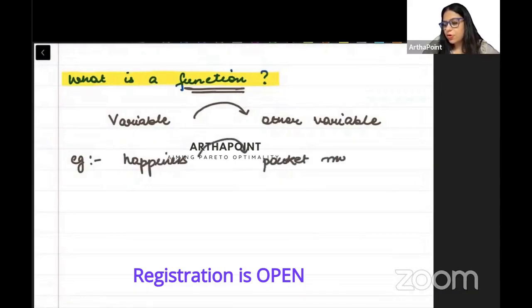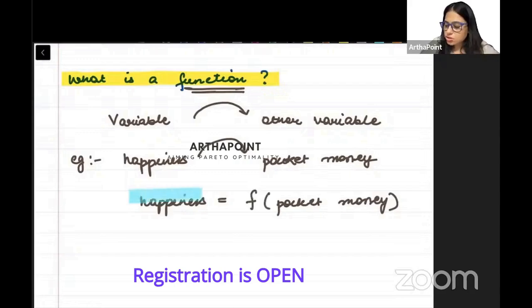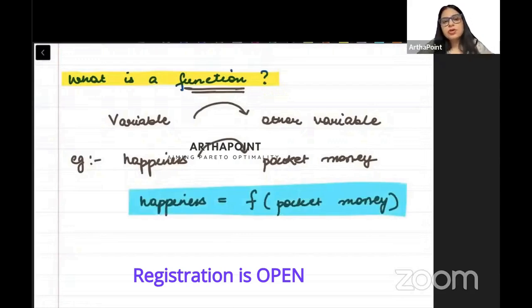आपकी खुशी आपकी पॉकेट मनी पे डिपेंडेंट है. सो वी कैन से हैप्पीनेस किस पे डिपेंडेंट है बेटा? पॉकेट मनी पे. So we can say happiness is a function of pocket money. Happiness is a function of pocket money because it is dependent. वो dependent है pocket money पे.